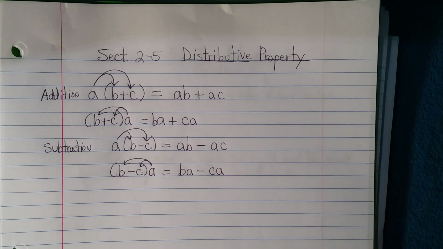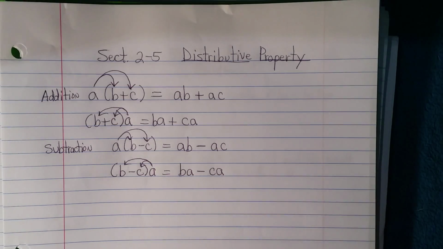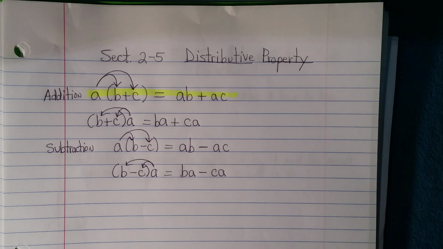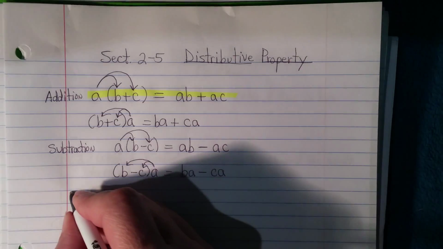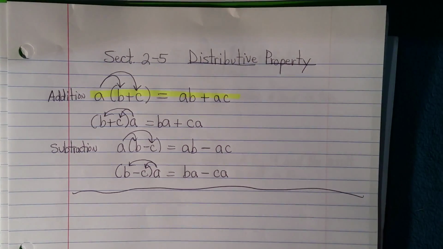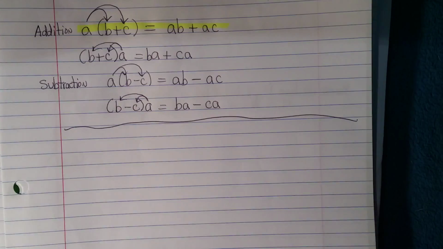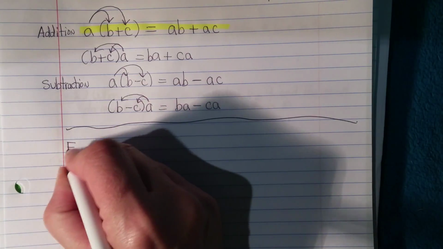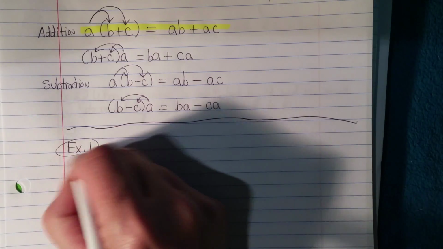All right, now those are basically different ways to write the same thing, but that's kind of the main one there. There's different ways to use the property. You can use it to do some quick mental math, so I'm just going to work some problems.